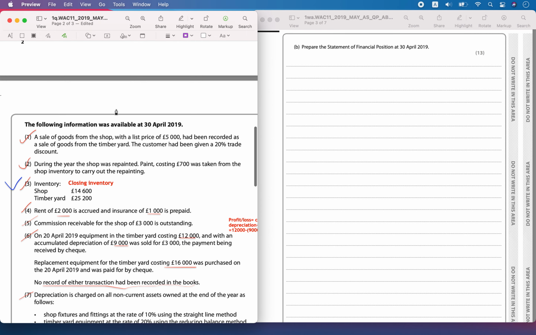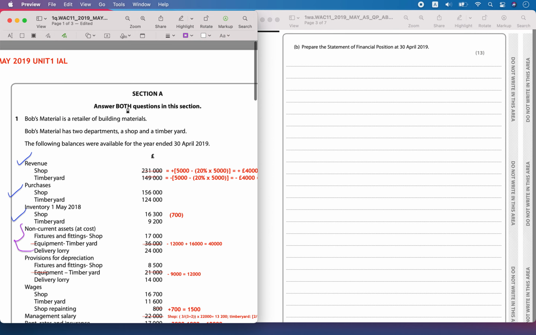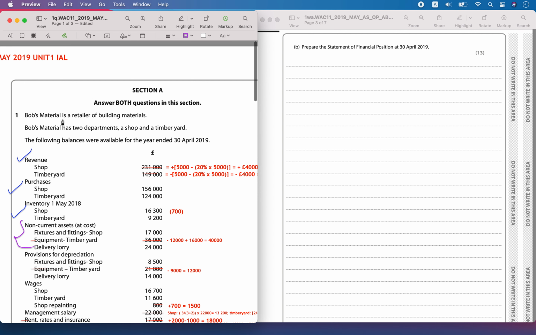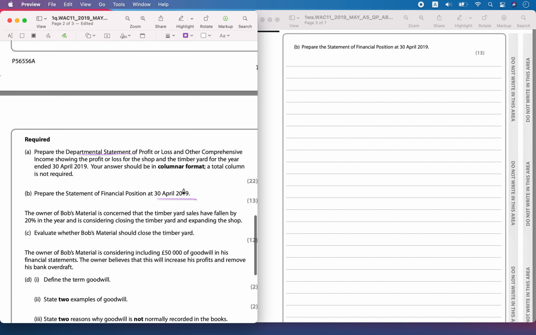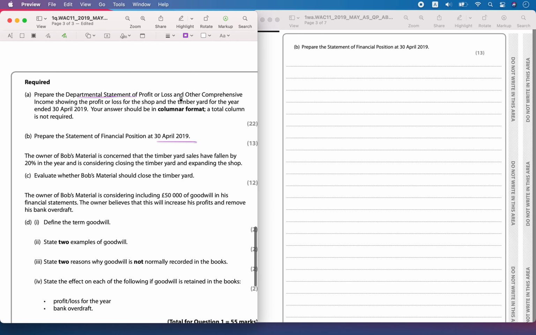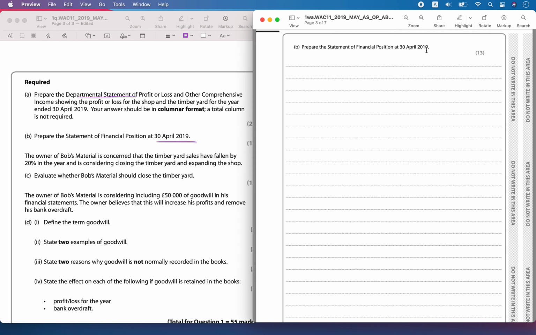This company had two departments, a shop and a timber yard. We had calculated in the earlier Part A the profit and loss and other comprehensive income. Now for Part B, we are supposed to prepare the statement of financial position at 30th April 2019.